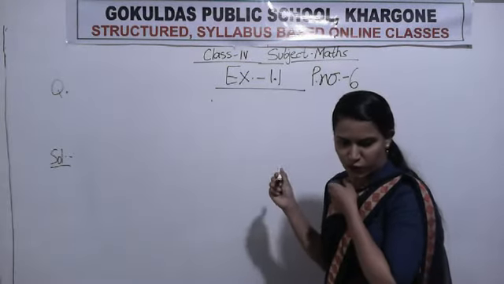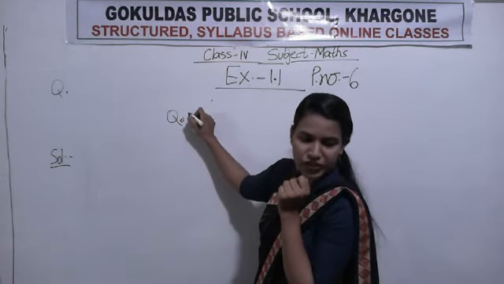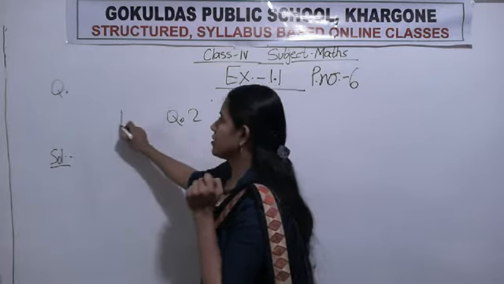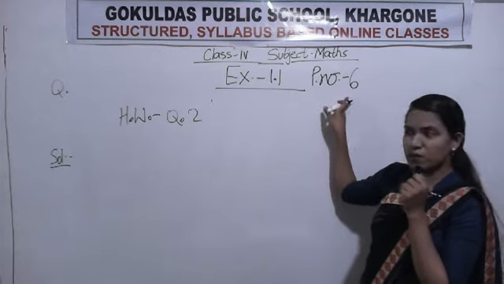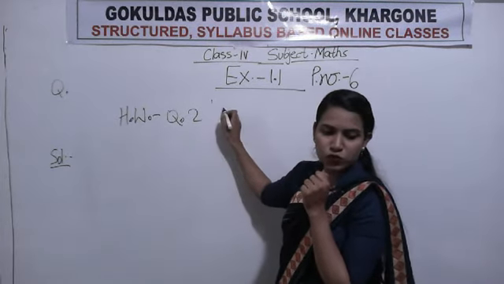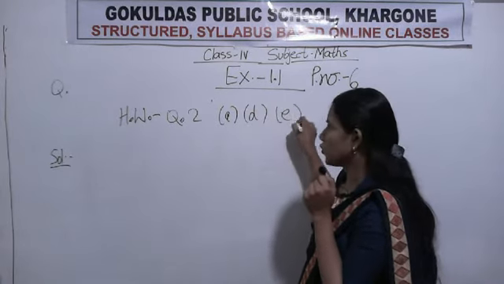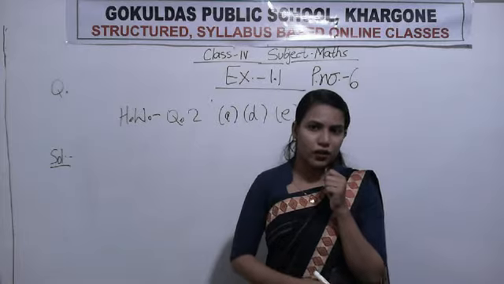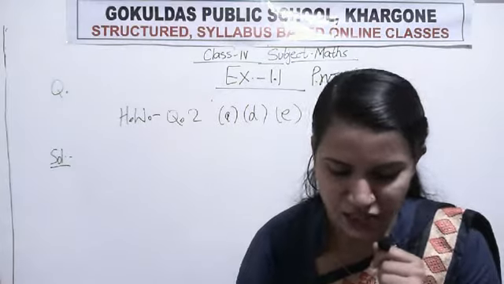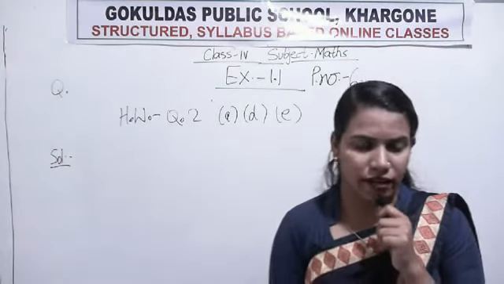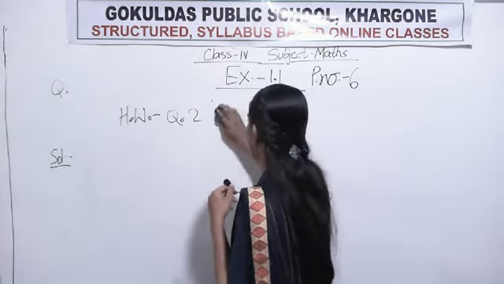One more homework is for you all. Note down. Question number 2. This is also the homework of exercise 1.1, page number 6. Homework, question number 2, A, D and E. You have to do it on your own. Okay? If you have any difficulty, you can ask me at my WhatsApp number. This is the second homework. Now come to question number 3.